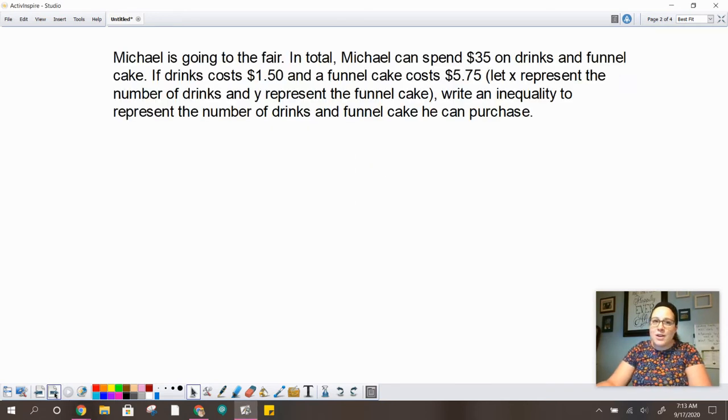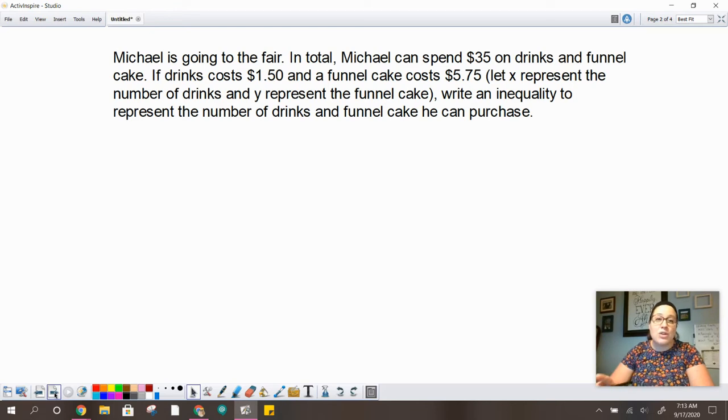Michael is going to the fair. In total, Michael can spend $35 on drinks and funnel cake. If drinks cost $1.50 and a funnel cake costs $5.75, we're going to let X represent the drinks and Y the funnel cakes. I'm writing an inequality to represent the number of drinks and funnel cake he can purchase. So we're just writing an inequality here. We don't need to solve this. So it doesn't matter if these numbers are going to work out or not. We're just setting up the inequality.